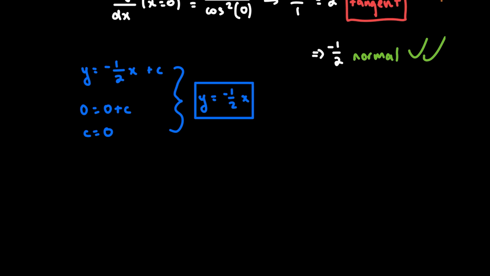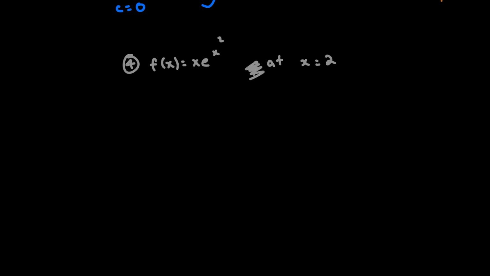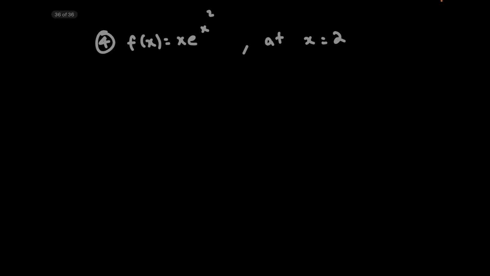The next one we're going to be doing is this one here. Work out the normal to this function, and we're going to work it out, change it up a bit, at x equals 2. Okay, we need you to work out the normal to this function at x equals 2. Pause the video and give it a go.